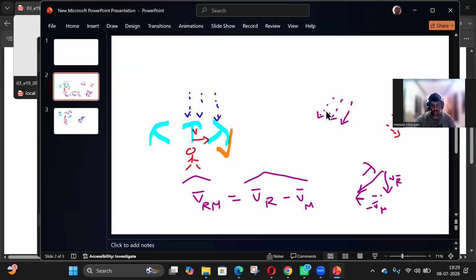Rain is coming from behind. Actually, this is forward rain. This is backward. In essence, it's hitting you from the back. This is just falling straight on your head.